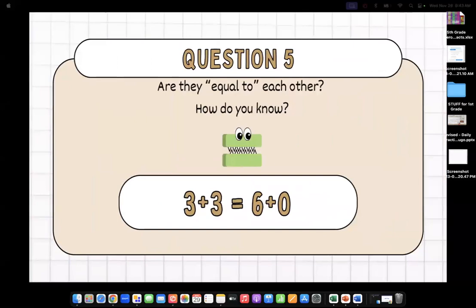Okay, let's try again. 3 plus 3 equals 6 plus 0. So again, I want you to be thinking about this side first, and then this side, and then you have to decide if it's equal. So this is almost like 1, 2, 3. It's 3 different steps. So 1, 2, and 3. To break it down. Almost like little stepping stones.